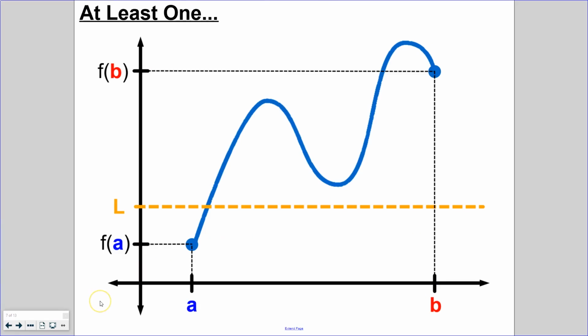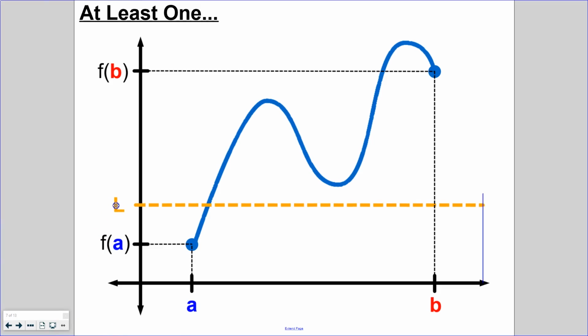Now, one of the things about the intermediate value theorem that we haven't really touched on yet is the fact that it said there is at least one C value in between A and B for the given L value. And as you can see, the way that this graph is right here, there is one point of intersection between our graph and our L value. So that is at least 1 point.